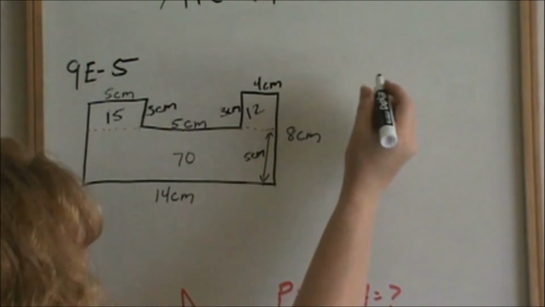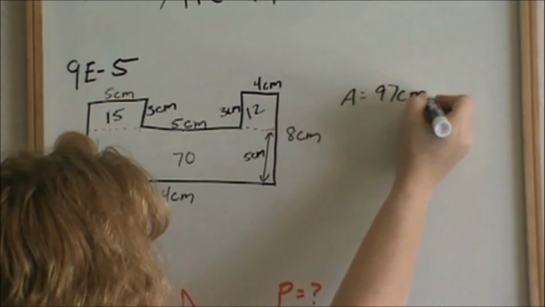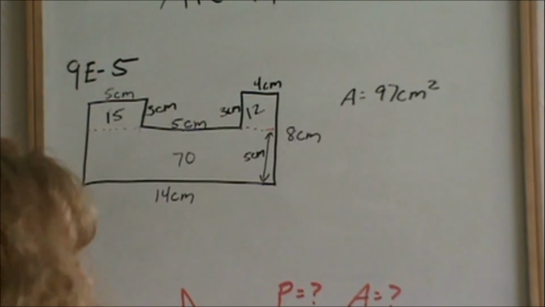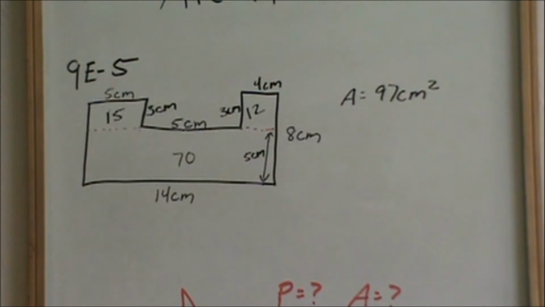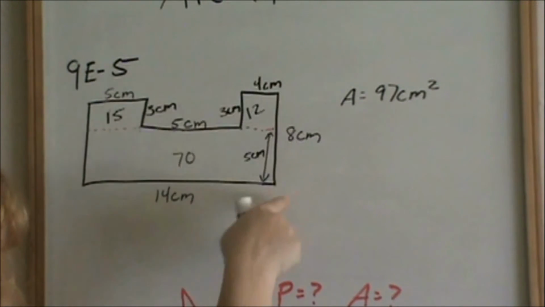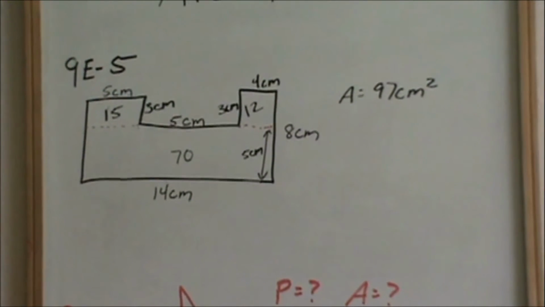So my total area should add up to be 97 square centimeters. Yeah. And then they also ask you for the perimeter. I'm not going to do that one here, but on the perimeter, you're just the little ant walking around, and you add up all your sides. All right, now go to 9E19.